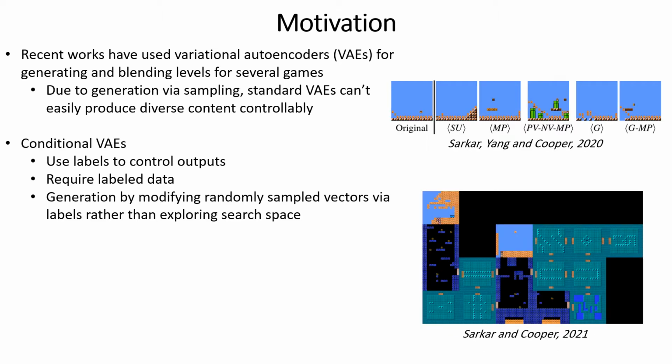Now, one way this controllability issue has been addressed is via the use of what are known as conditional VAEs. These are VAEs that allow you to specify labels at training time in order to generate levels having specific characteristics, and this has been shown to work quite well, but it comes at the cost of requiring a labeled dataset for training. In addition to that, the way you generate different levels is not by being able to explore the search space or the latent space, but by using labels to modify vectors that are still randomly sampled.